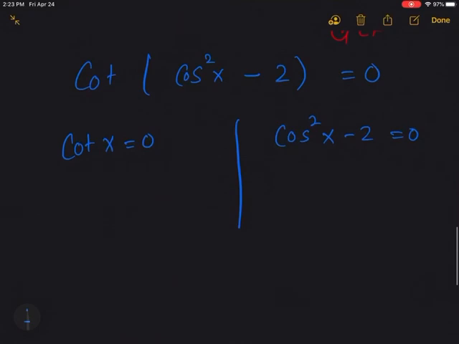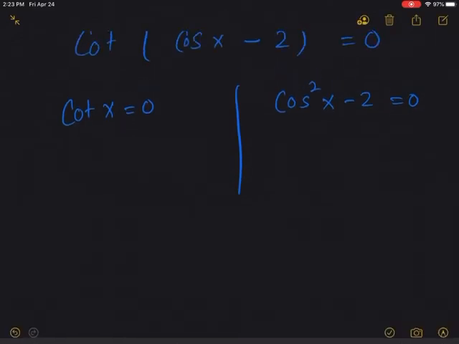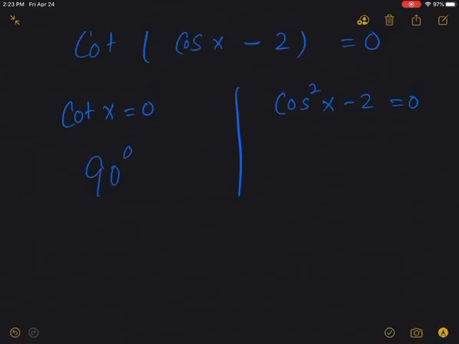Solve each one separately. First one, there's nothing you could do. You can take the inverse right away. So cotangent inverse of 0 would be 90 degrees. Again, flashcard, calculator, whichever one. Anytime your answer is a quadrantal angle, there's nothing much you could do. So 90 degrees would be the only answer.